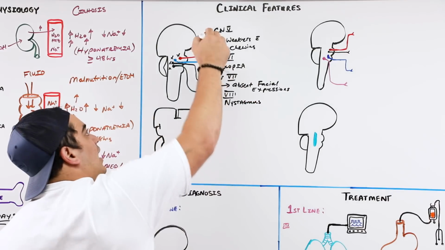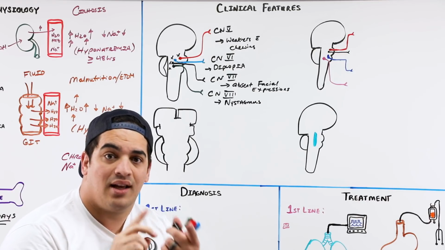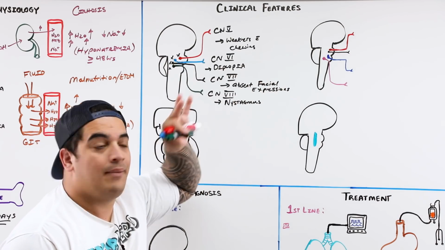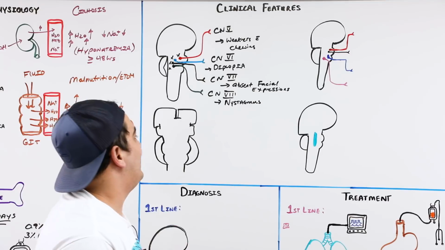All right, so quickly, again, cranial nerves that I want you guys to remember. What are the cranial nerves that are located within the pons? 5, 6, 7, 8. If you hit those, you develop weakness in chewing, you develop diplopia, you develop absent facial expressions, and you develop nystagmus.